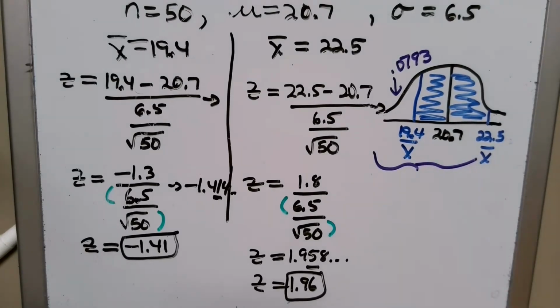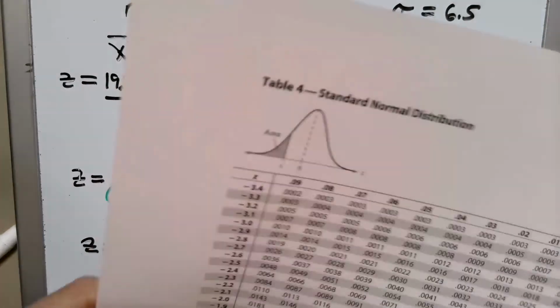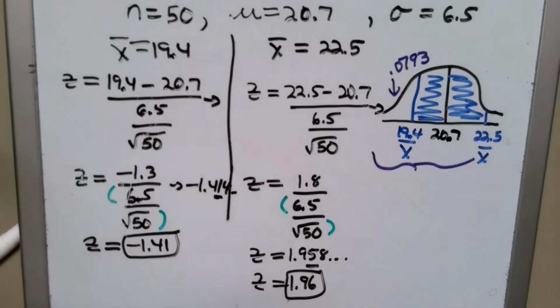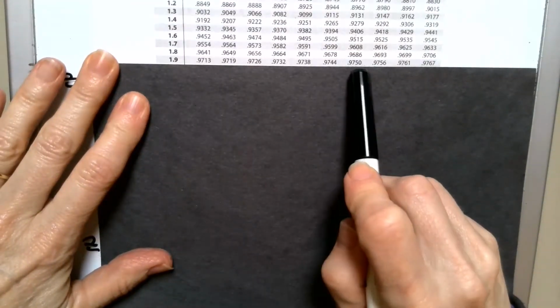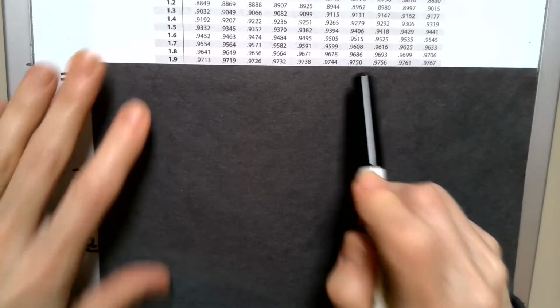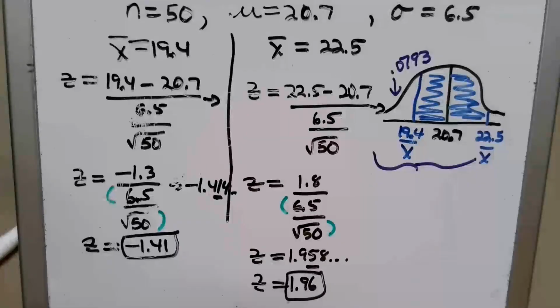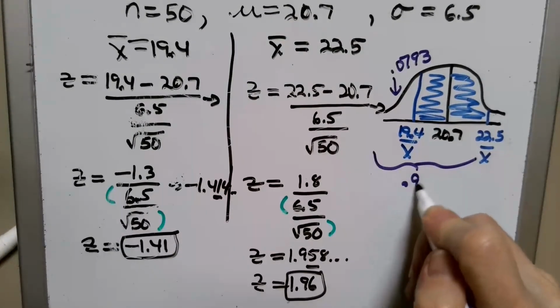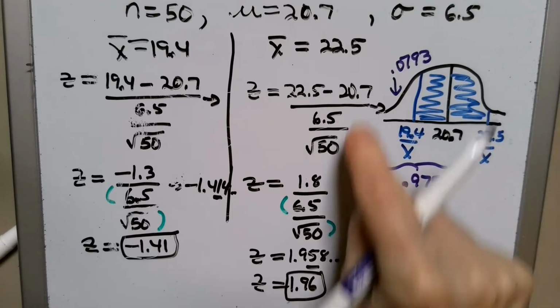When I look up my 1.96, I'm going to get the area to the left of 22.5, to the left of a z-score of 1.96. So I'm going to go to the positive z-table, row 1.9, and then I'm going to follow down until I'm under 600ths, and I'm going to get 0.9750 for 1.96. That is again the area to the left, 0.9750, all the way to the left tail.